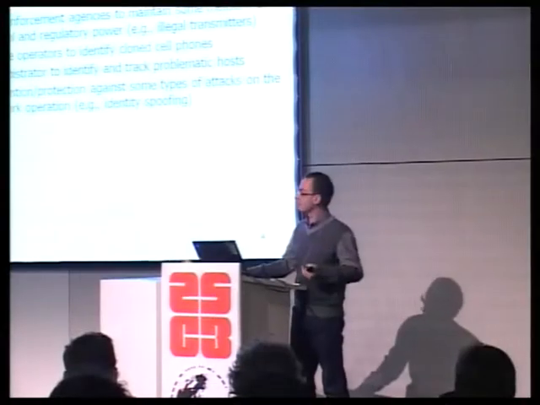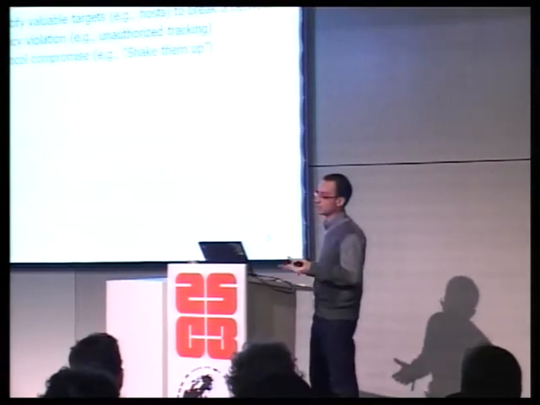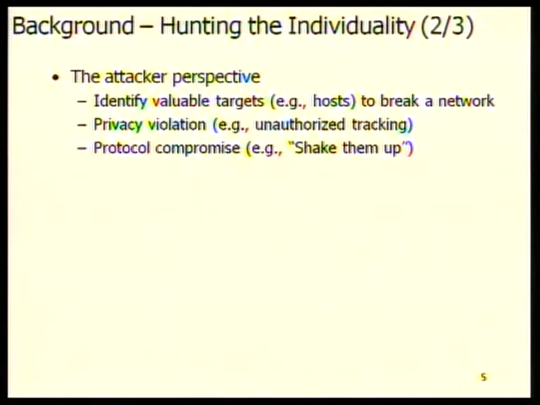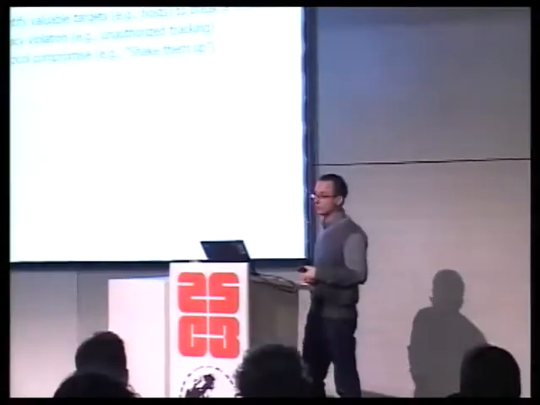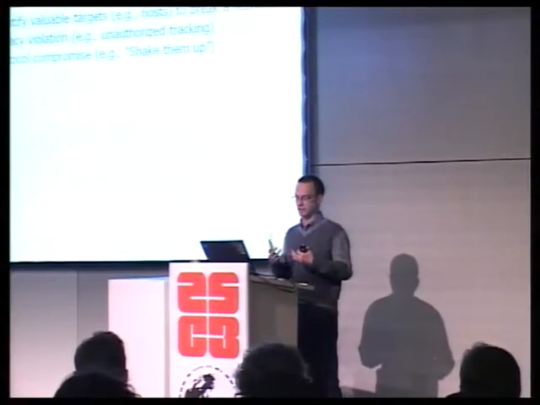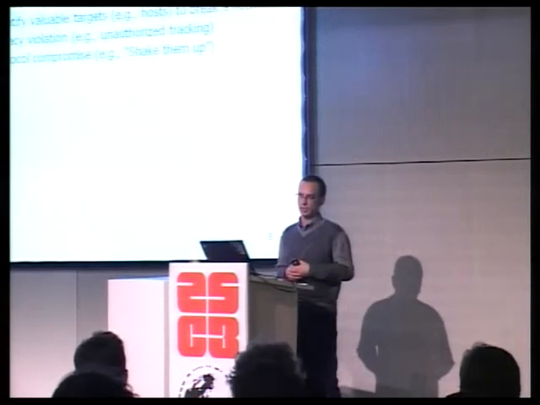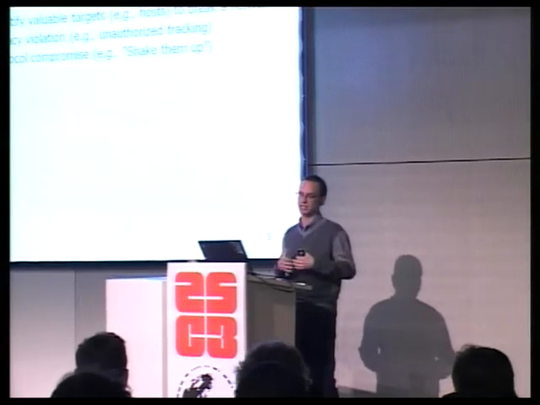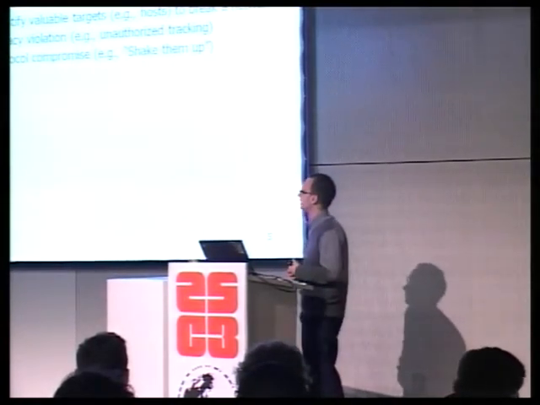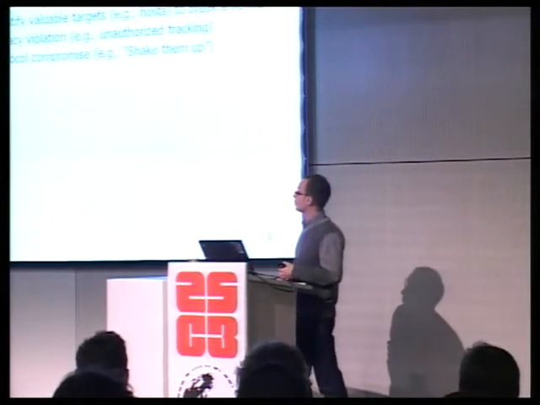So what is the next perspective? It's the attacker's perspective, of course. Thanks to this kind of fingerprinting and building of signatures, an attacker can identify valuable targets, hosts on the network, and this is commonly used now, as you all know very well. It can also be used for privacy violation. If we're able to build these signatures, we'll be able to track people just by observing the traffic, and we don't need any identifiers to read from the traffic. And we can also use it for protocol compromise.